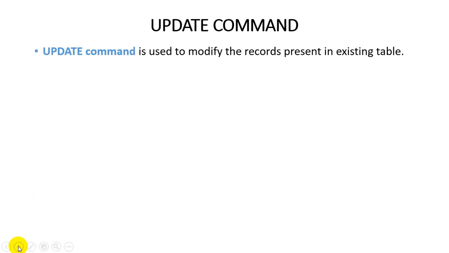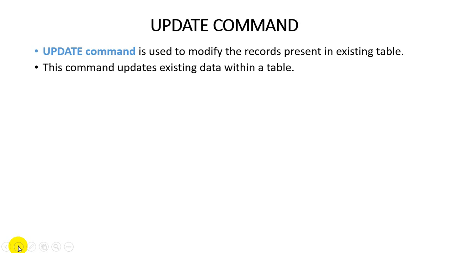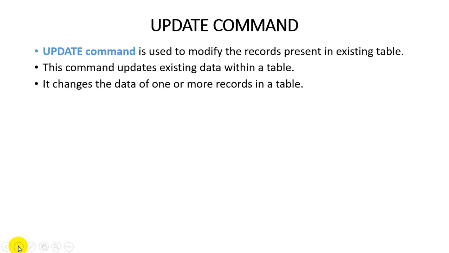Third, an important concept known as the update command. This command is used when a user wants to modify particular information. With the help of the update command, they can easily modify their personal data. The update command is used to modify records present in an existing table. This command updates existing data within a table. It changes the data of one or more records in a table.